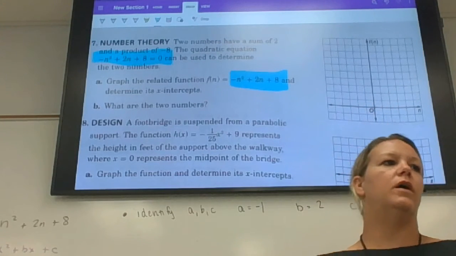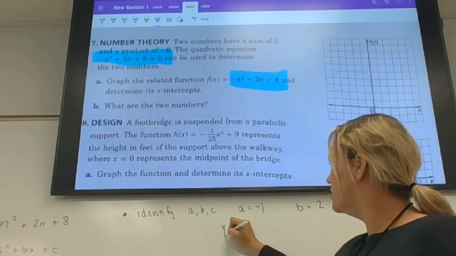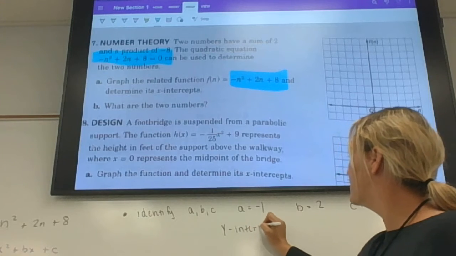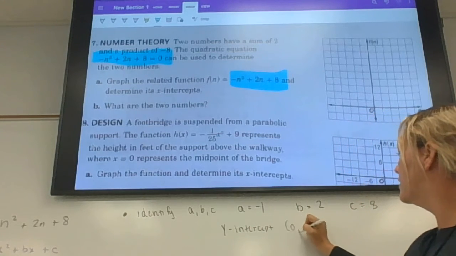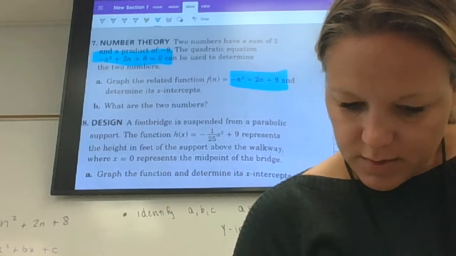So then, what would the Y-intercept be? Janelle, what's the Y-intercept? (0, 8). Good job. C is our Y-intercept. So you can plot that in your workbook. That's our first point.